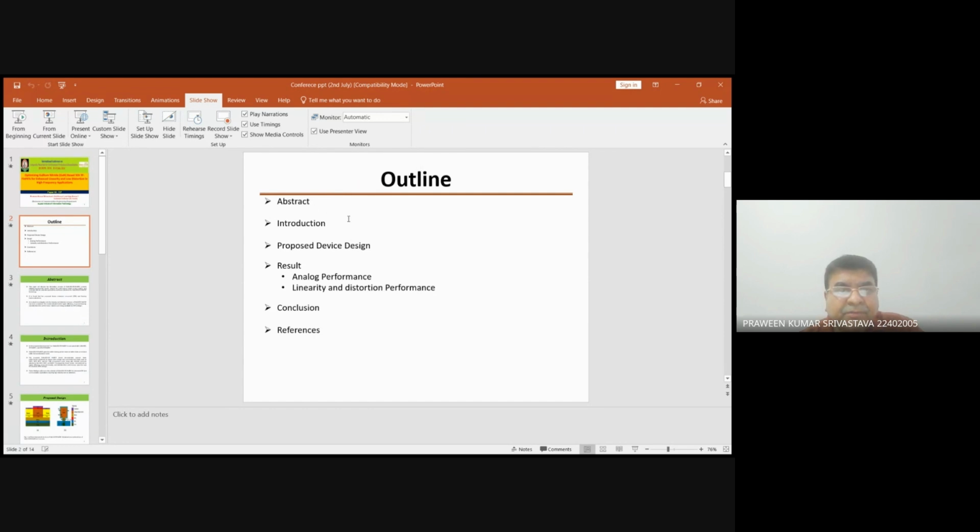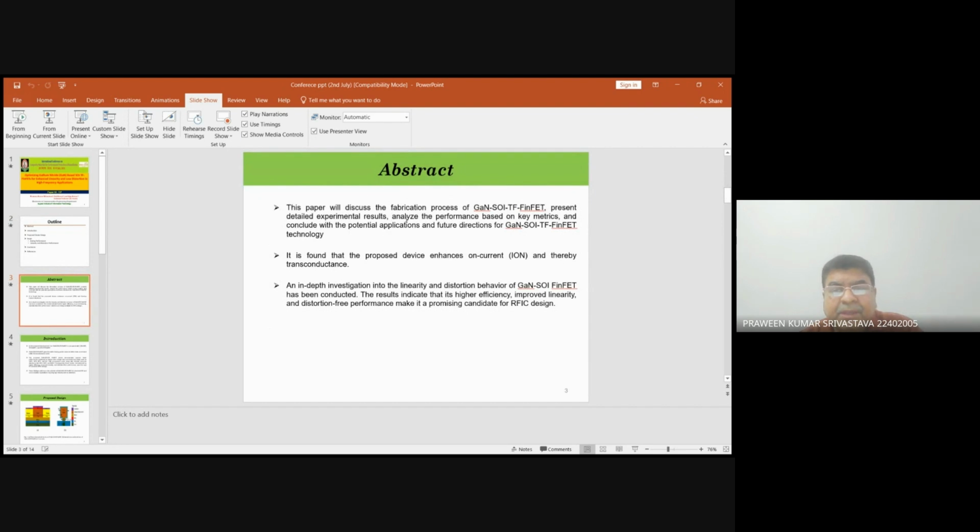So what is the outline? First, we give the abstract, introduction, proposed device design, then the results, then the conclusion, then the references. Abstract: basically we have already said that this FinFET gives better performance as compared to the others in analog performance, as well as in linearity and distortion performance. So we have done some analysis with the help of TCAD, showing that this proposed device is better than the other devices.